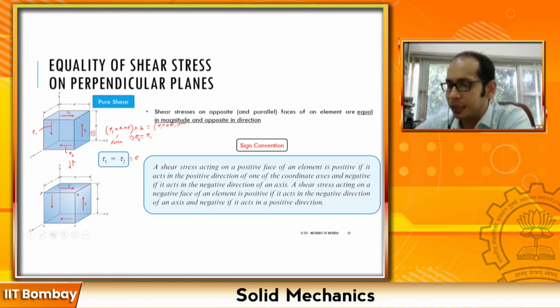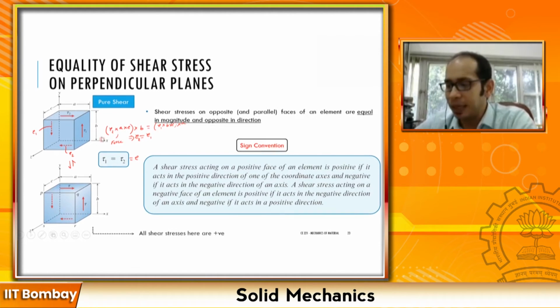If you take a look at this particular figure over here, all the stresses are actually positive. The ones which are on the positive face are acting in the positive direction. The ones which are on the negative face are acting in the negative direction. So two negatives make a positive, right?